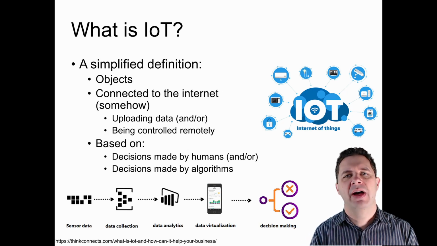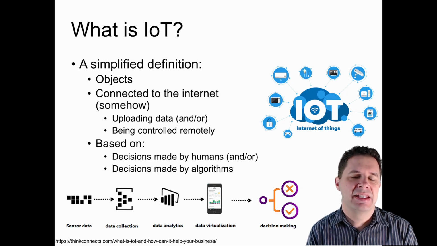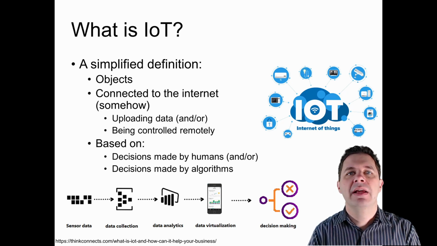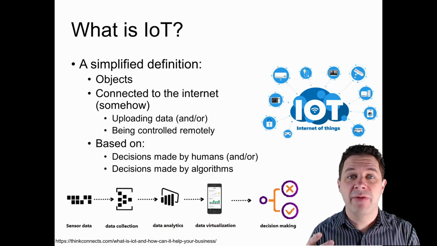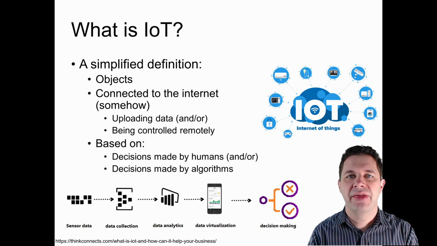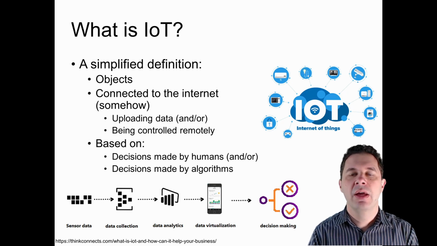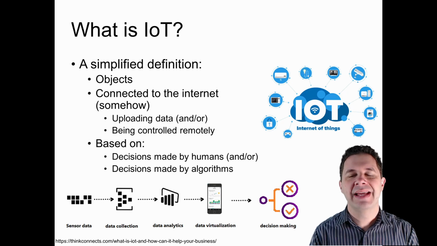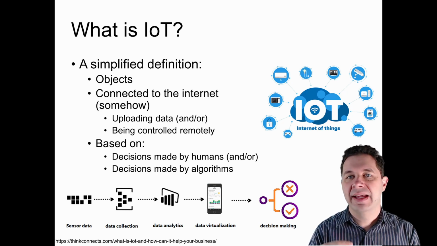Here's a simplified definition that I think captures the essence of what IoT actually is, and this is my own definition. So basically, we've got a whole series of objects. These are the things that we talk about in the Internet of Things. We somehow connect those things to the internet, and there's lots of different ways to do so. And in doing so, they're uploading data and/or being controlled remotely.